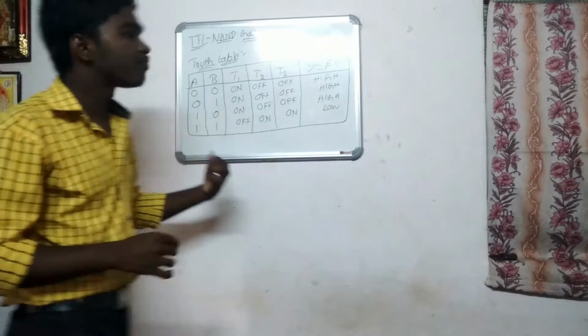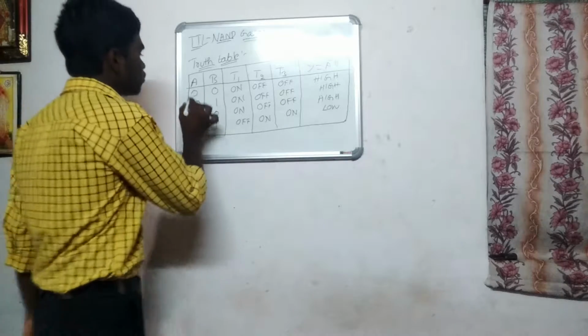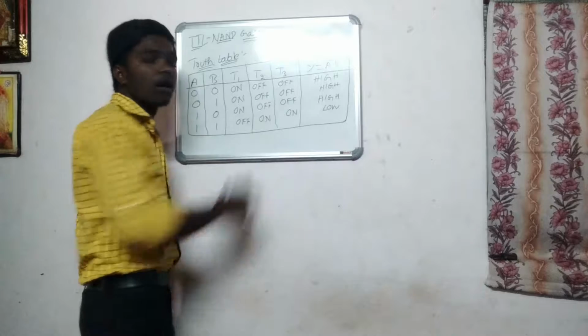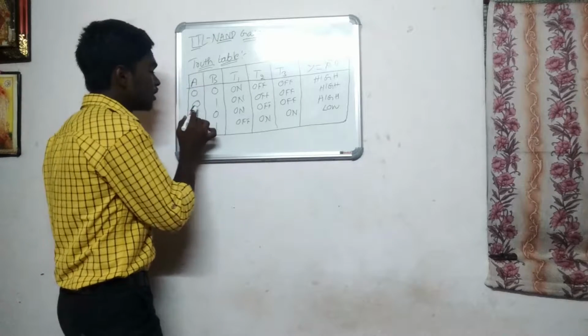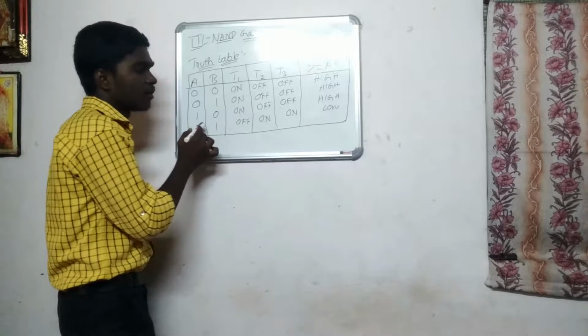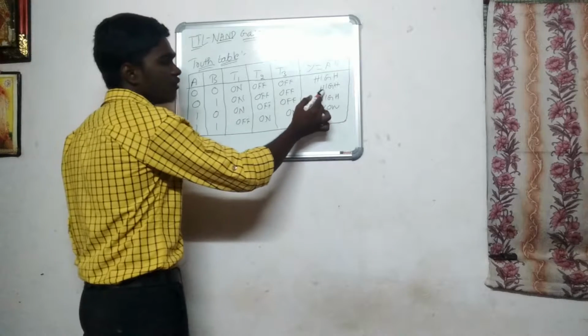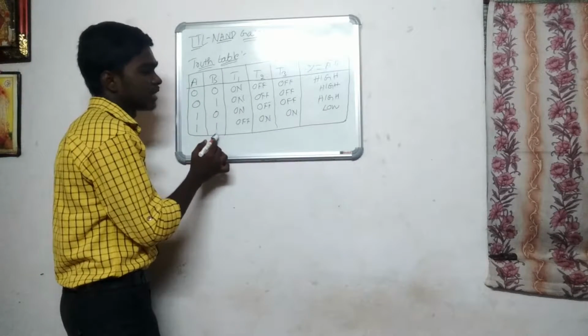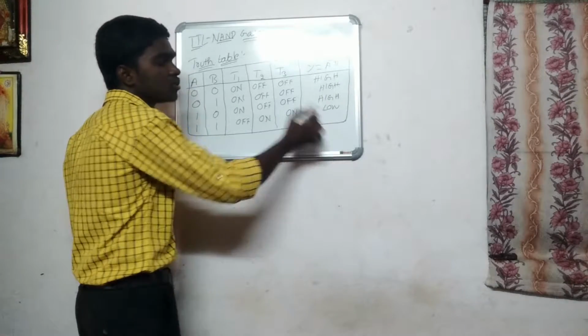Let us see the truth table. When the two inputs are low, T1 will be on, and the output we get is high. When any one of the inputs is high, the same repeats and the output will be high. When both the inputs are high, only then the output is low.